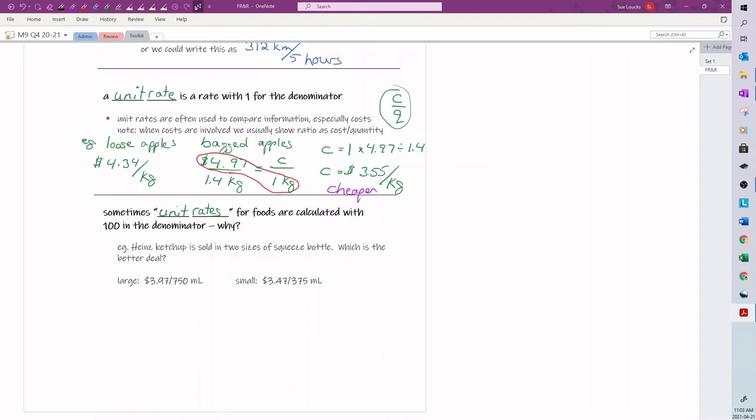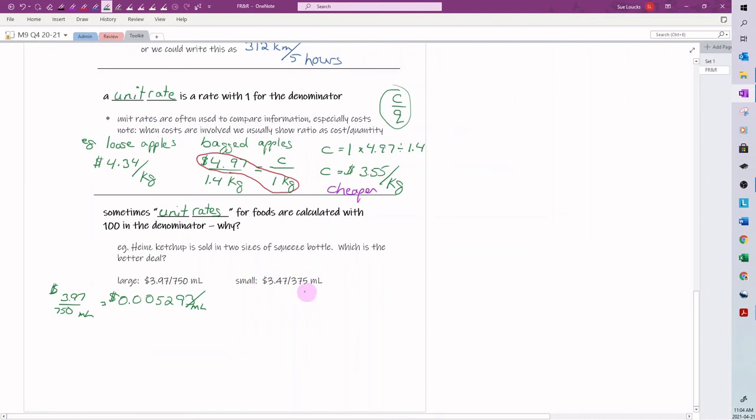Well, if I buy the large bottle, which is $3.97 per 750 milliliters, so that's cost over quantity, $3.97 over 750 milliliters. If I just divide that, right? I divide the numerator by the denominator. That's how I change a fraction into a decimal. I get a price of 0.005293 per milliliter.